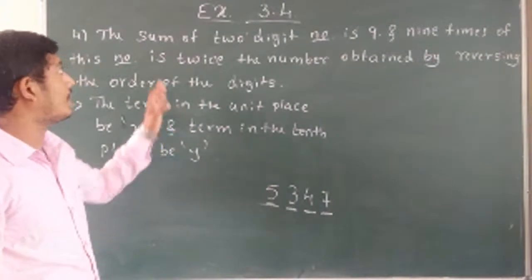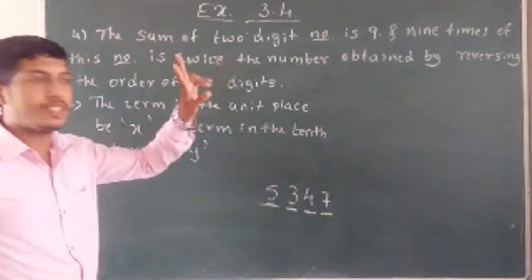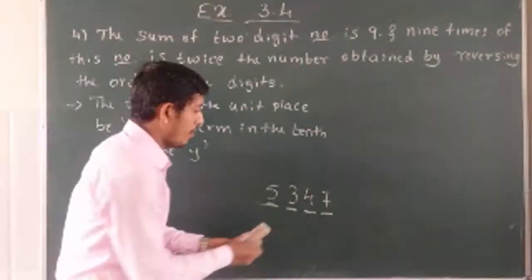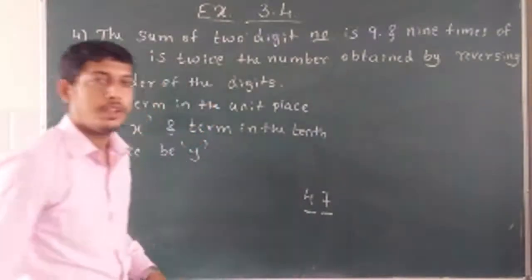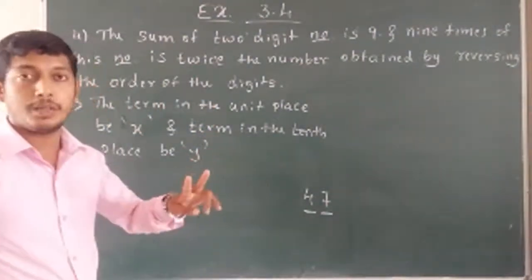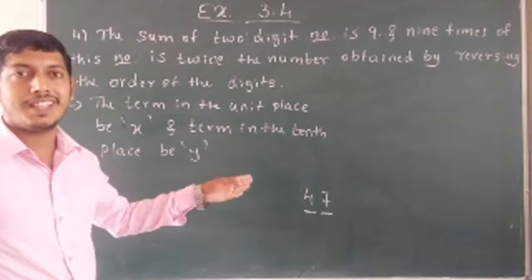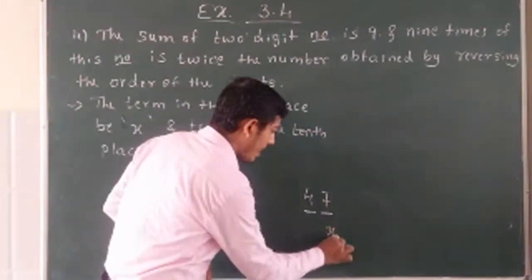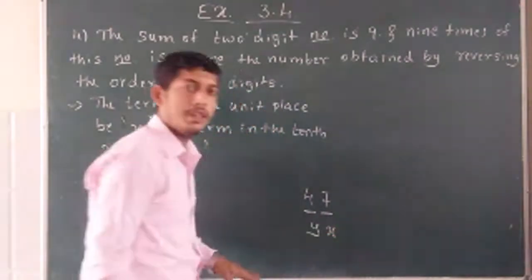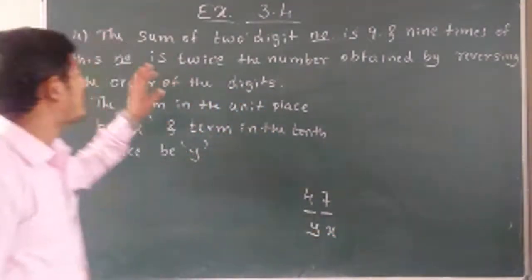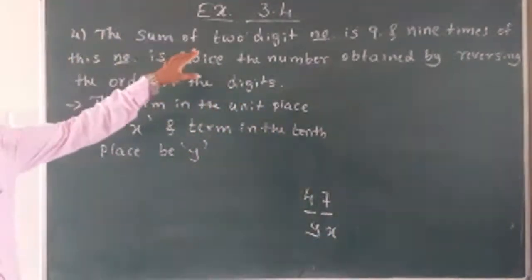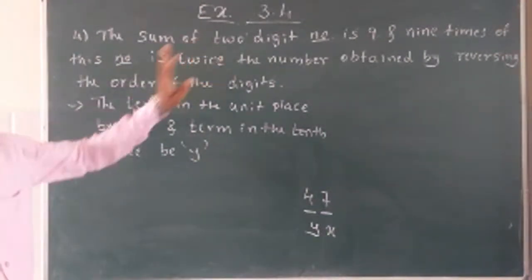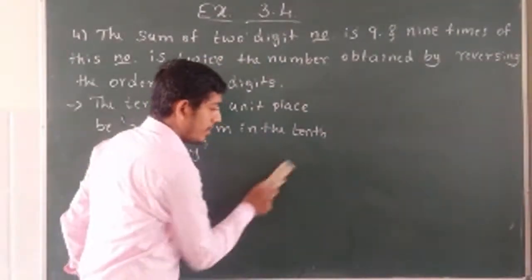So now what is given? The sum of a two-digit number. Two-digit number means we will consider only 2 digits. For example, 47. In 47 we have two terms, one is the unit place, another is the tenth place. So I consider the unit place as x here and the tenth place as y. So yx. Now what is given here? The sum of the digits of the two-digit number.